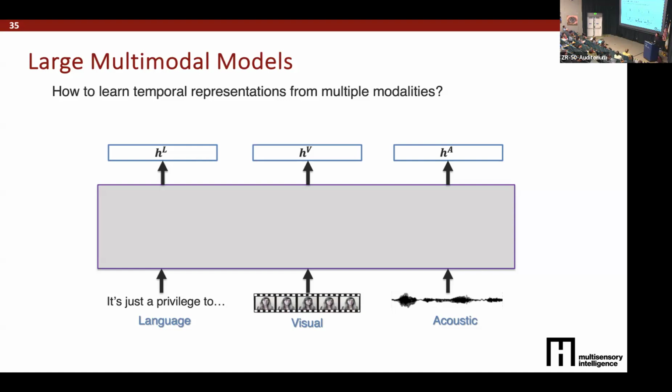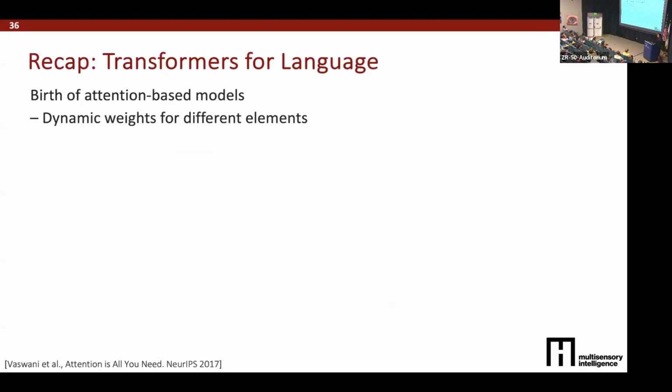Of course, it's no surprise that nowadays transformers, especially self-attention, have emerged as a very viable opportunity to learn these temporal representations from different data modalities. And a recap, we've seen this. Transformers are particularly useful for language. There was a recent craze on these attention-based models that dynamically assign weights to how different words in your sentence contribute to predicting next words or predicting some label that you're trying to predict from this sentence.